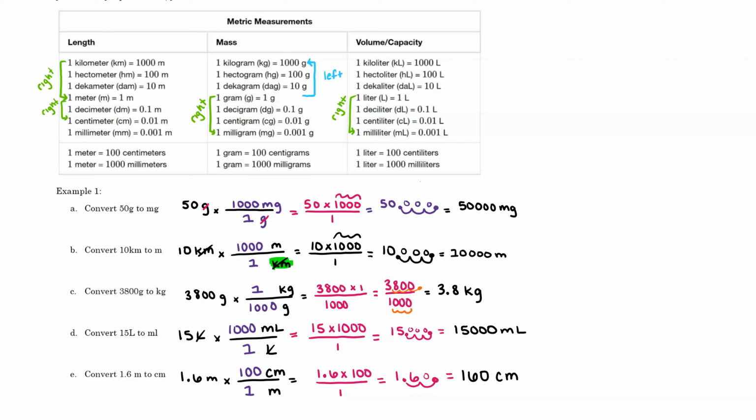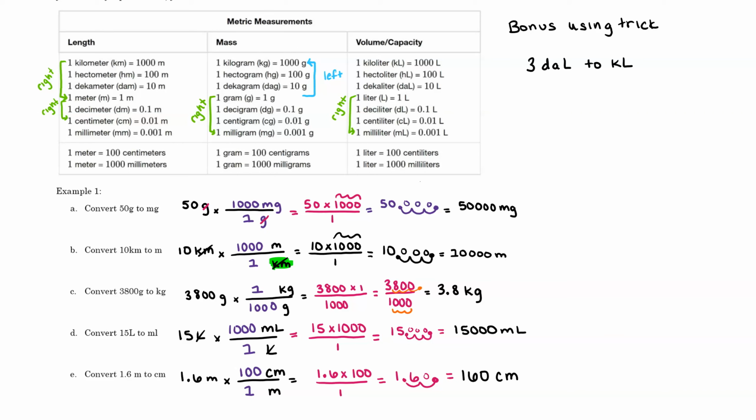Okay, let's try an example here. All right, so this is just a bonus example using the trick. Because remember, if you memorize the prefixes, then you get length, mass, and capacity all for free. Once you know one, you know all of them. So let's say I wanted to do 3 decaliters to kiloliters.